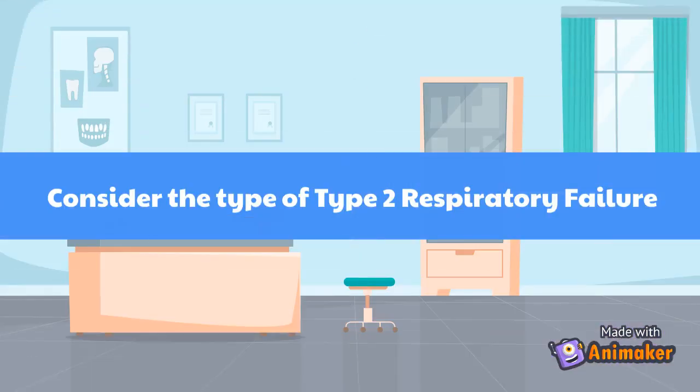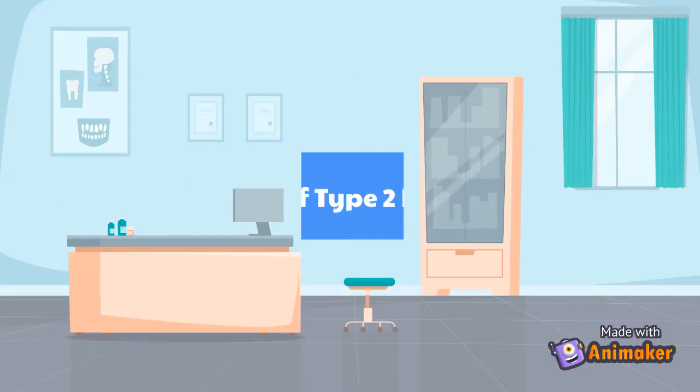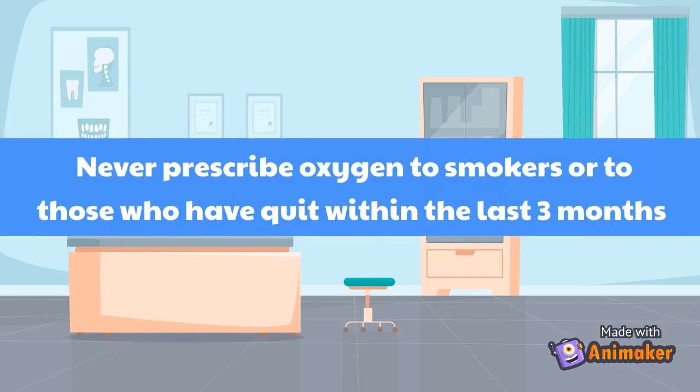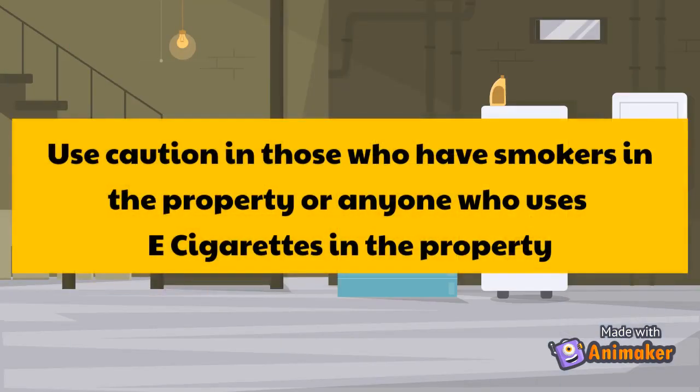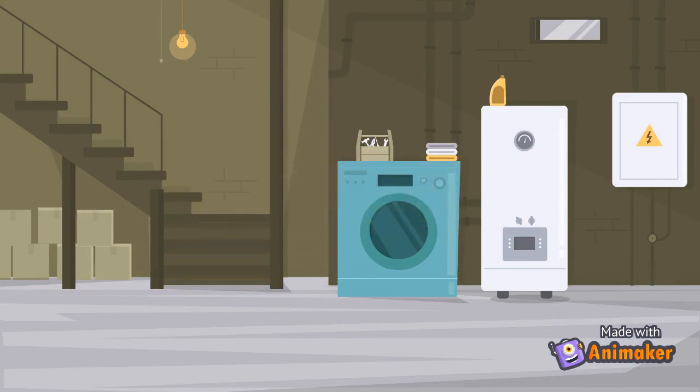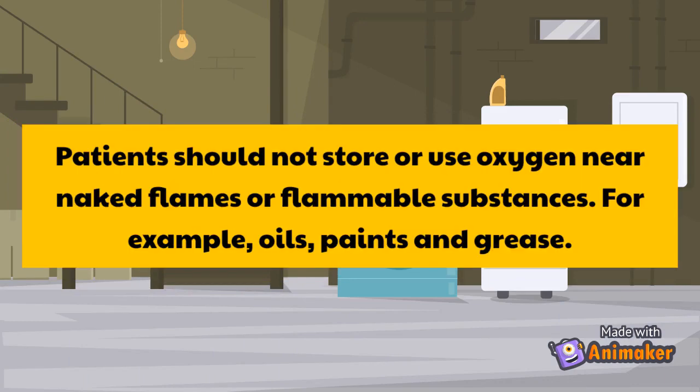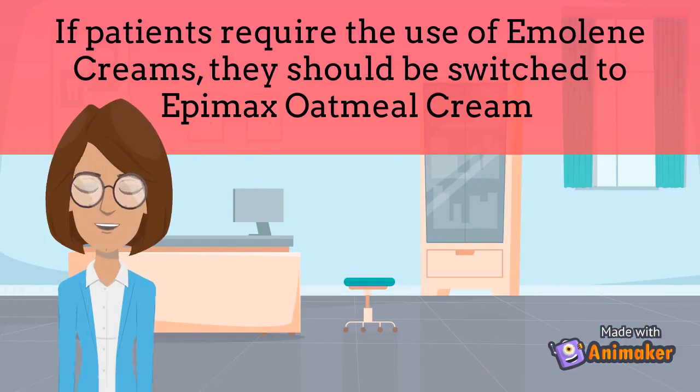Consider the risk of type 2 respiratory failure, as mentioned above. Never prescribe oxygen to smokers or to those who quit within the last 3 months. Use caution in those who have smokers in the property or anyone who uses e-cigarettes in the property. Patients should not store or use oxygen near naked flames or flammable substances, for example oils, paints and grease. If patients require the use of emollient creams, they should be switched to Epimax oatmeal cream.